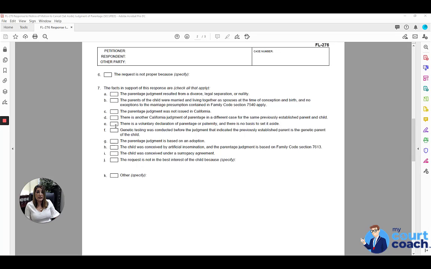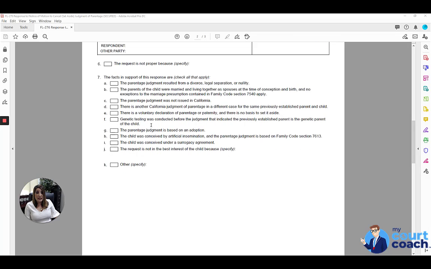If there's a voluntary declaration of parentage or paternity and there is no basis to set it aside, you can mark box 7E. Just so you know, a valid basis to set it aside would be based on fraud, duress, or material mistake of fact. And if it's a voluntary declaration of paternity that was signed before January 1st, 2020, it can also be based on mistake, inadvertence, surprise, or excusable neglect of the person who supposedly signed it. If there has been genetic testing already conducted that indicated that the previously established parent is the genetic parent of the child, then you can mark 7F. If the parentage judgment was based on adoption, mark 7G.